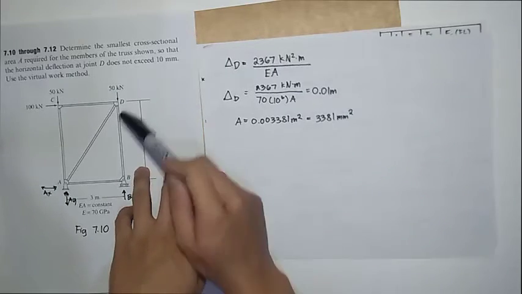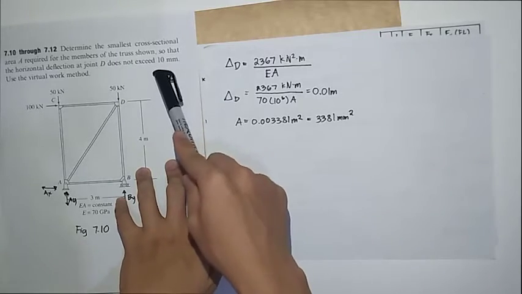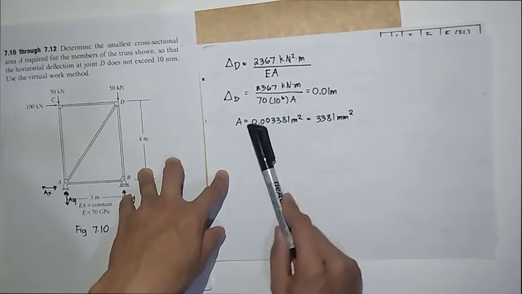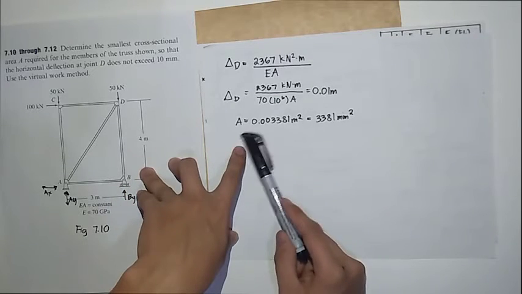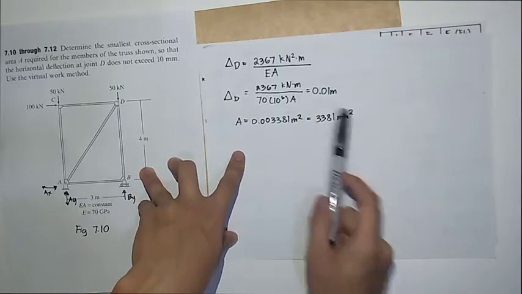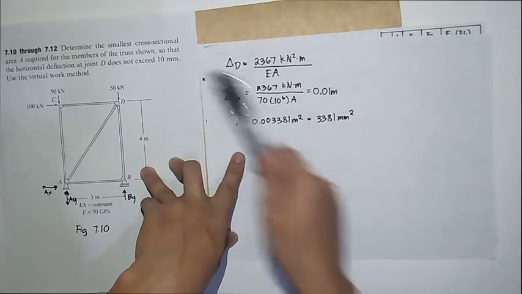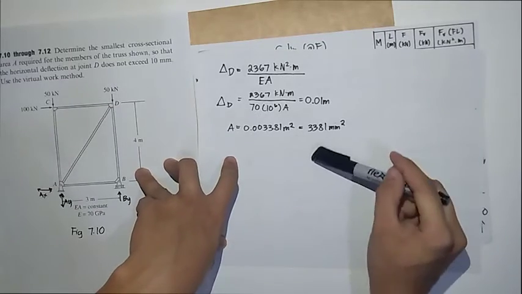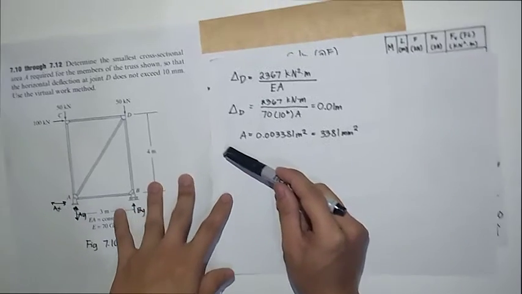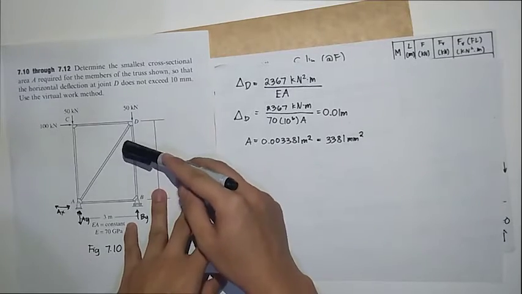So, ito po ang condition na the horizontal deflection at joint D does not exceed 10 millimeters. So, convert to meters lang para magka-same po ang units. So, now we got the answer of 0.03381 meters squared. So, convert lang po to millimeters dahil ito po yung hinahanap sa simula pa lamang. So, we get the answer of 3,381 millimeters squared. So, yun po ang cross-sectional area sa truss na sa figure na po ito. Thank you.